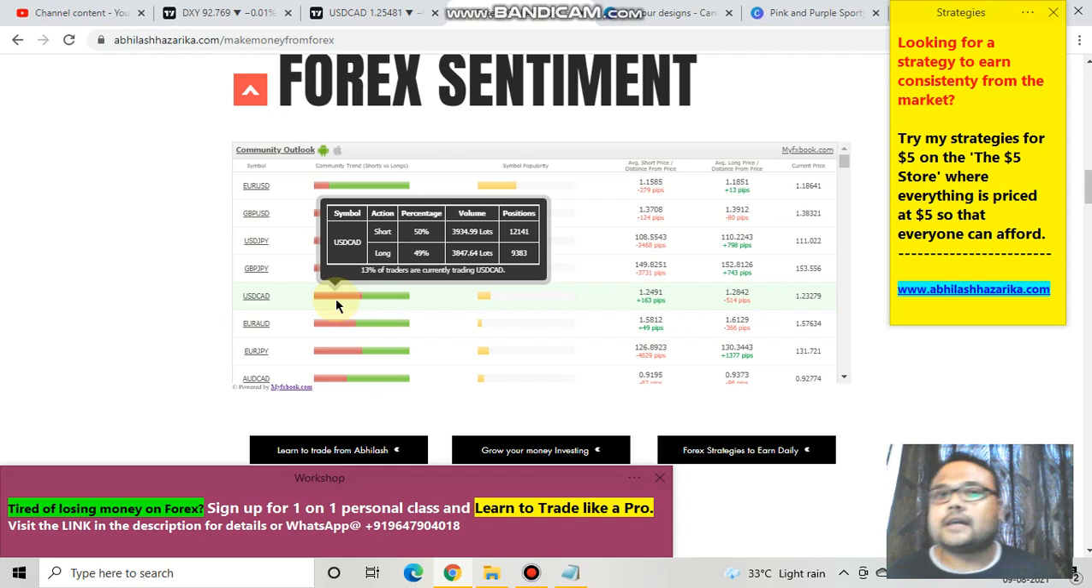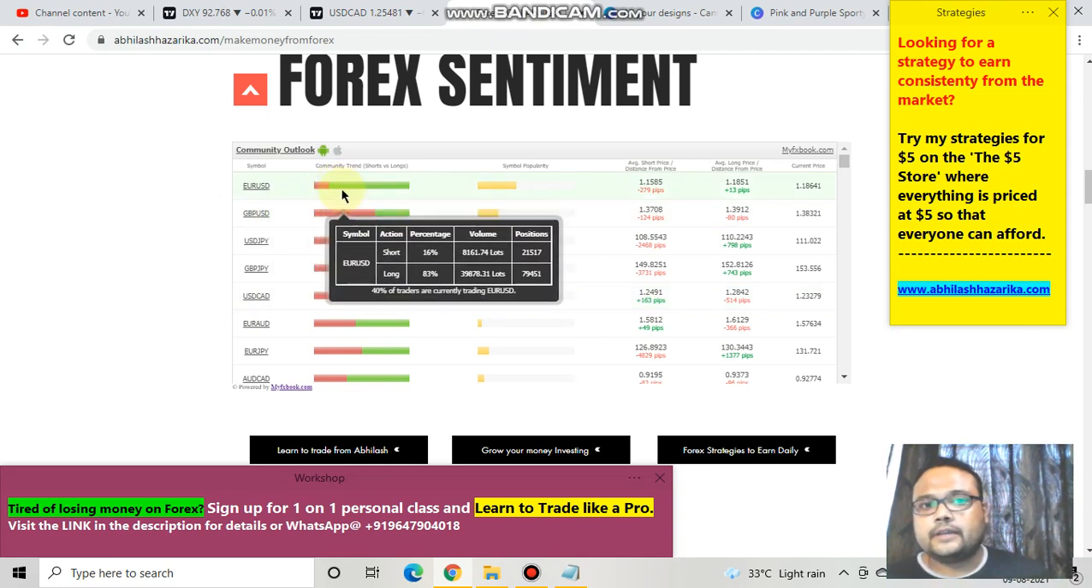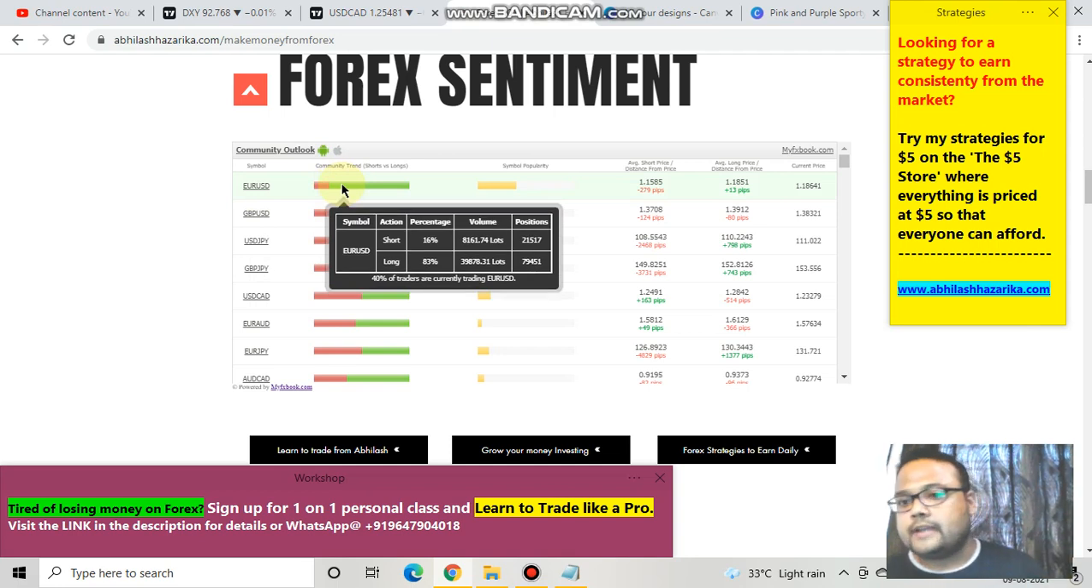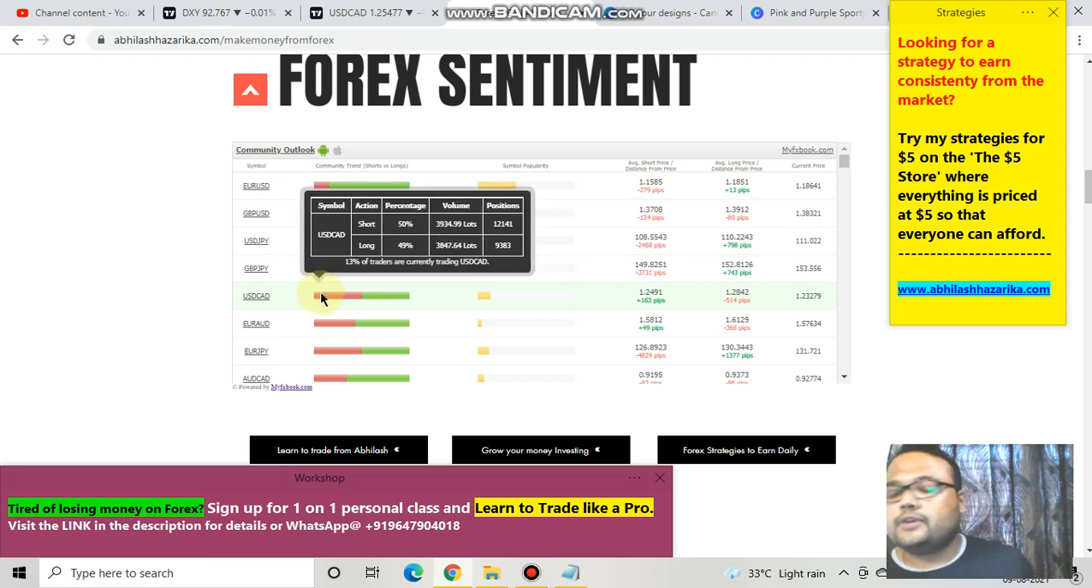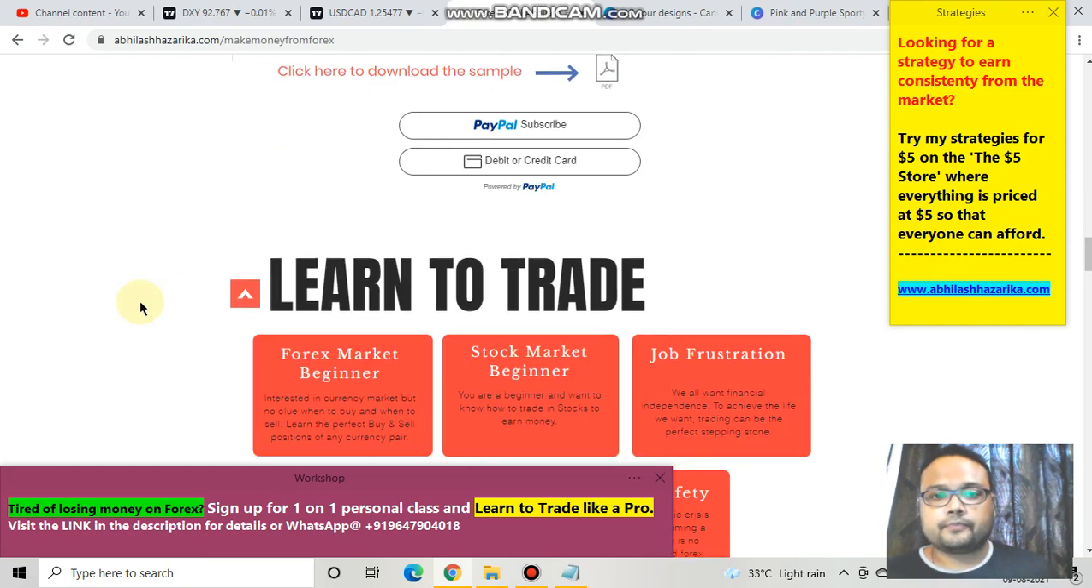Therefore, retail traders are also not sure. They are also quite confused whether the market will be going up or going down. So we do not have any proper picture here. Whereas if you go to other pairs, for example, Euro USD, 83% are thinking that the market will be going up. But in the case of USD CAD, you can see that they are not giving us any clear picture.